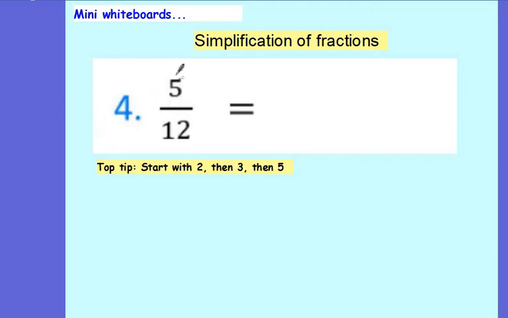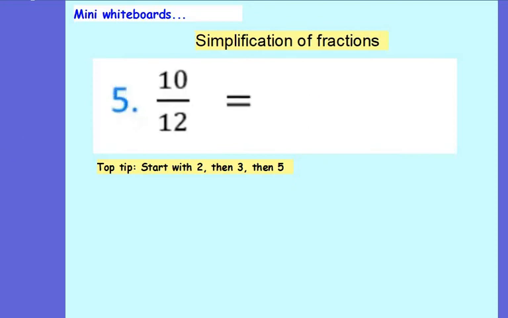Right, this time we can't divide top and bottom by anything, because the only numbers that go into 5 are 1 and 5, and 12 we can't divide by 5 and get a whole number. So the answer for this one was just 5 over 12. There was nothing we could do. So how about now? Pause the video, have a little think.